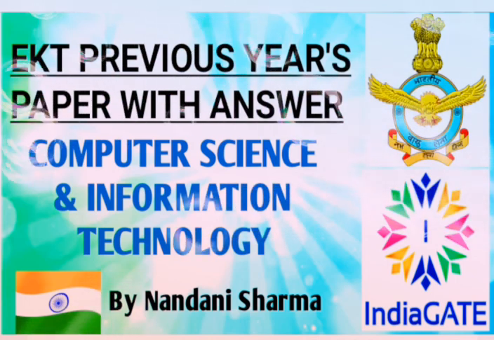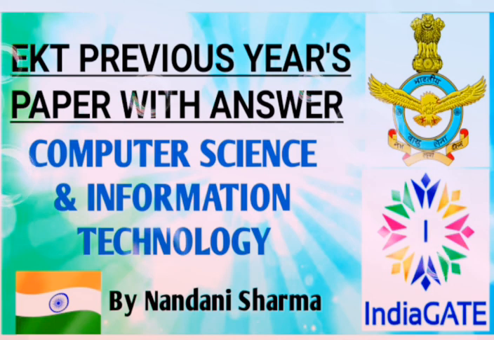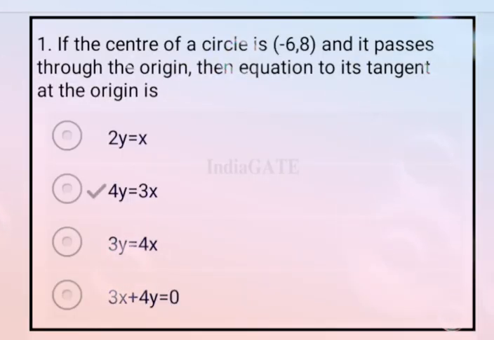So let's get started. Here is the first question for CSE students: if the center of the circle is (-6, 8) and it passes through the origin, then the equation of its tangent at the origin is. So the correct answer is option B, that is 4y = 3x.